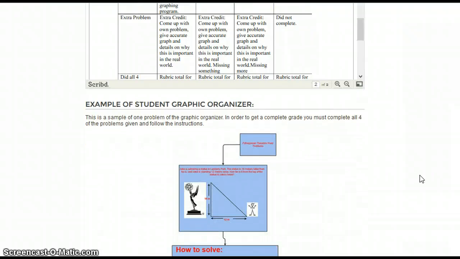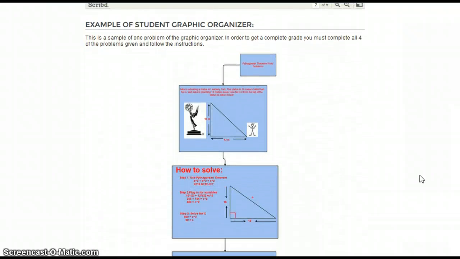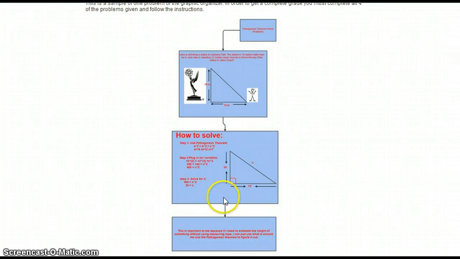I then have an example of a student graphic organizer, and this is just one of the questions that I show for an example, but they have to do 4 or 5. If they want to do the extra credit problem, they come up with a real world problem on their own.